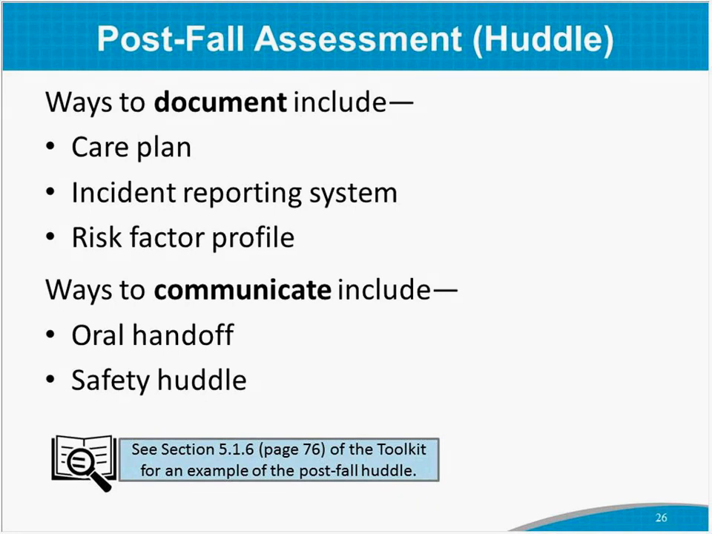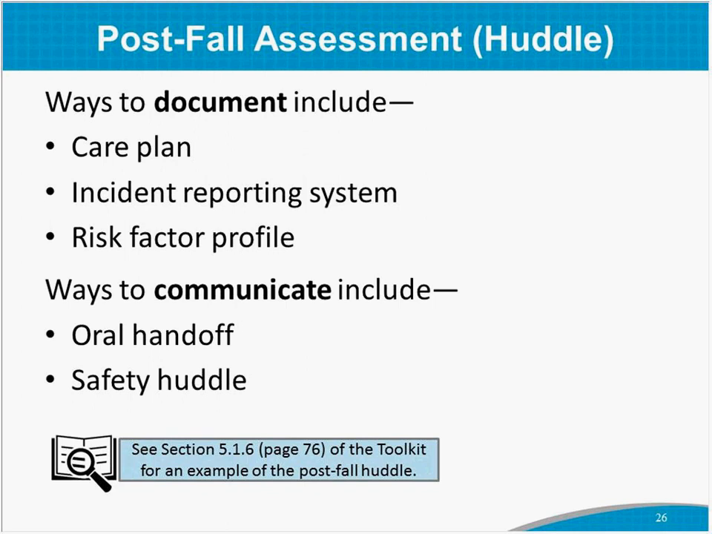Document this. You could do it in the care plan. And what I mean by documenting, this would be the changes that you're going to make going forward. In the VA, we recommend keeping the post-fall huddle out of the medical record so that you can have a protected document that is only internal to the caregiver, so you can feel free to say what you would have done differently going forward. You also want to document an incident report and a risk factor profile.